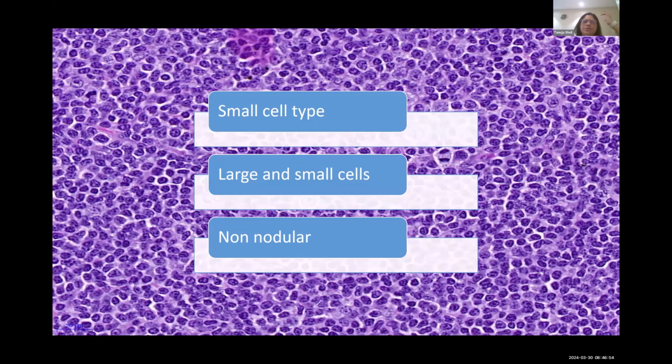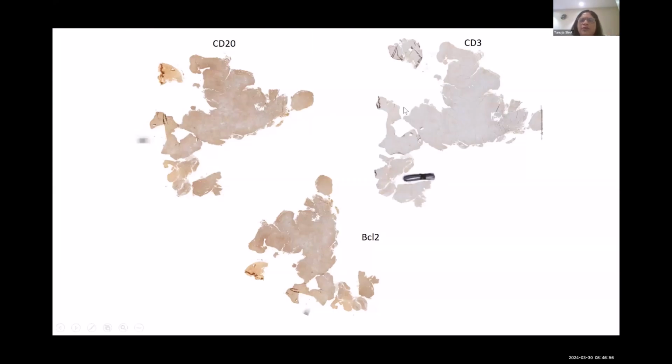The most common diagnosis. This is just to show you the CD20 and CD3 in that lymph node. You can see aberrant marker expression. CD20 and BCL2 are very similar. It's not similar to the CD3. And you get a CD20 here. This is the CD3 here.